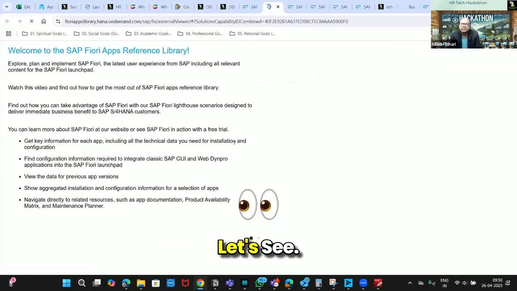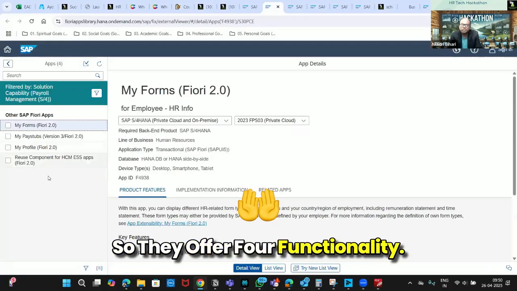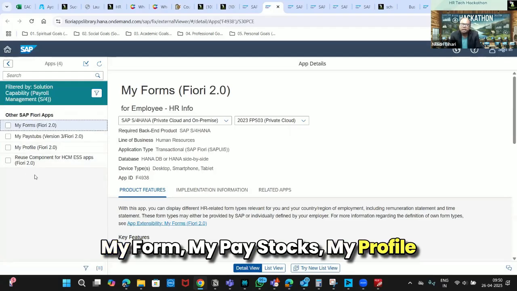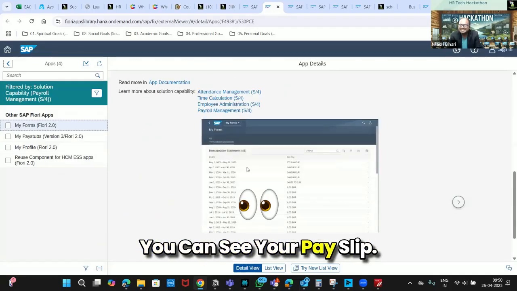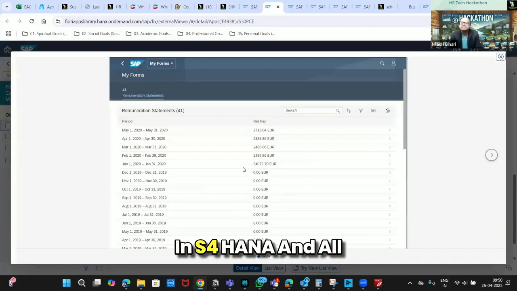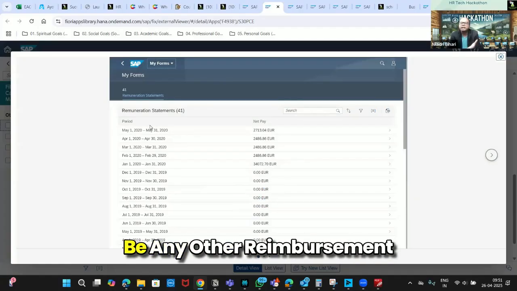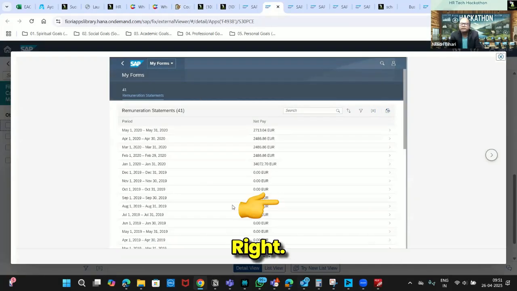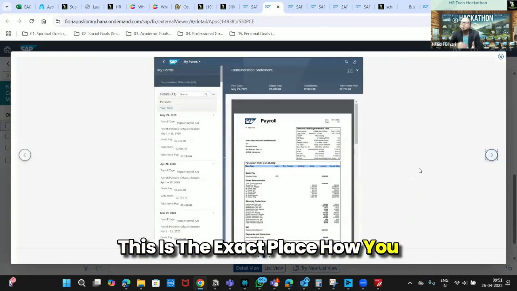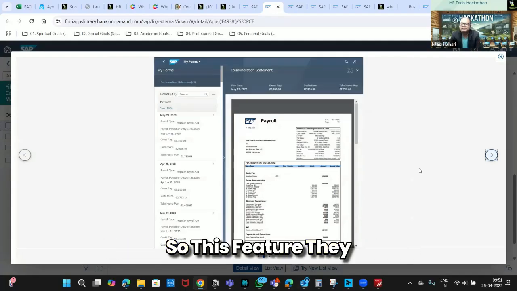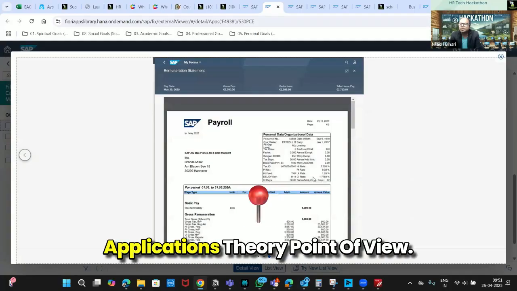Let's see what they offer. They offer 4 functionalities: my forms, my pay stubs, my profile, and some ESS applications. What you can do here is see your payslip. This is the key application in S4HANA and it all comes under my forms. It could be a payslip, or any other reimbursement slip, whatever you have. It could be one example. Similarly, this is the exact payslip, how you can redesign it and see those things. This feature they have included here, and your detailed payslip is one of the key applications.